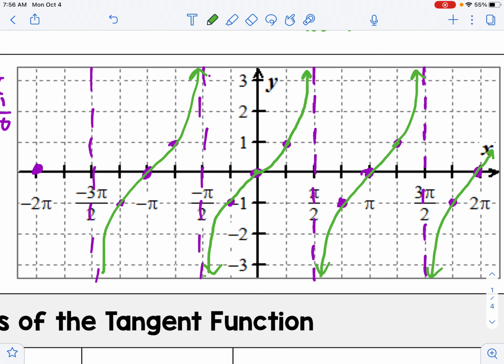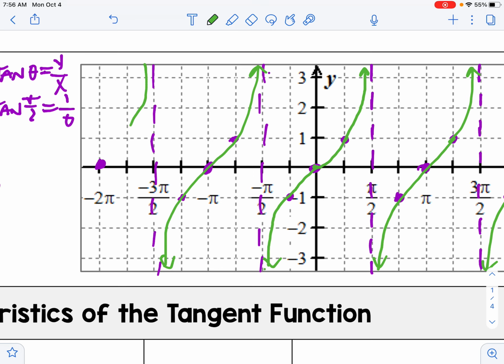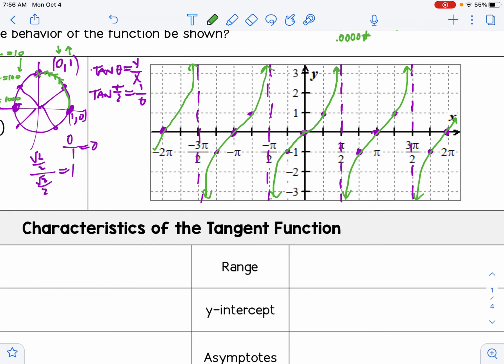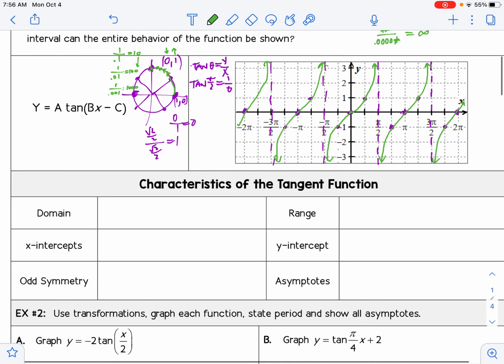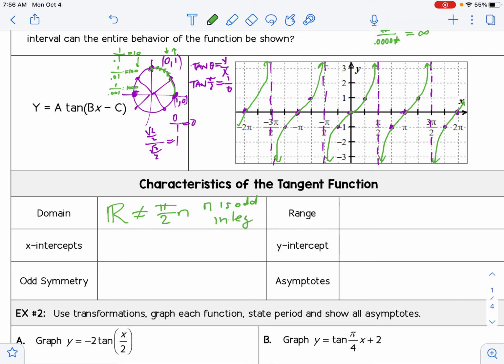And if that one-time explanation wasn't enough, I can certainly explain it to you in class as well. Okay, so that's what tangent looks like. All right, so again, domain: all real numbers that are not equal to pi over 2 n, where n is an odd integer. So that would be pi over 2, 3 pi over 2, 5 pi over 2, 7 pi over 2, and so forth. Okay, the range here is going to be all real numbers.